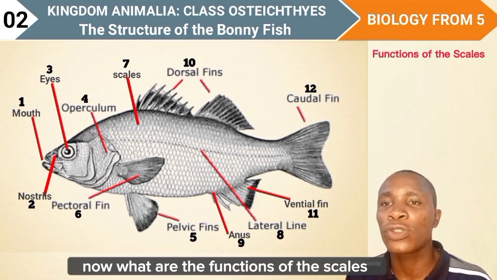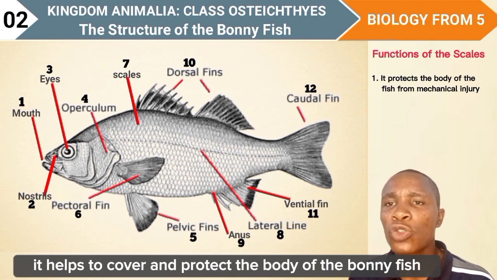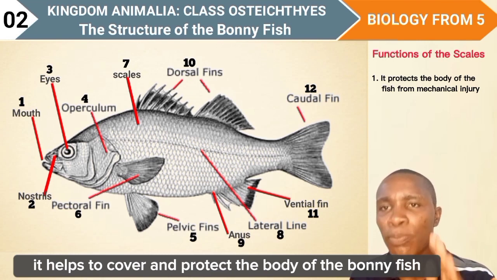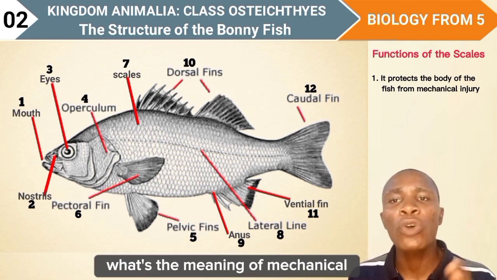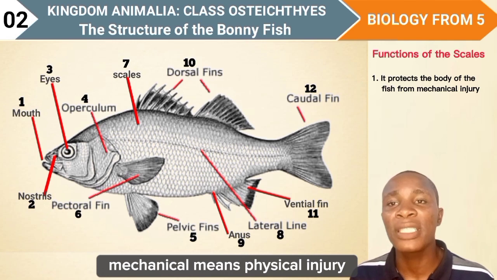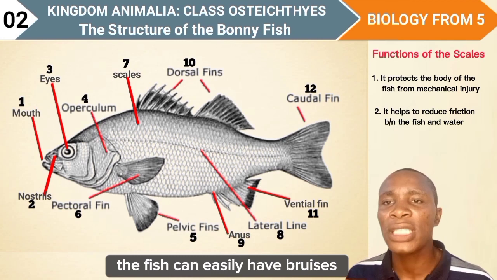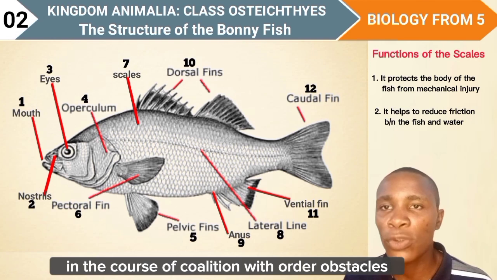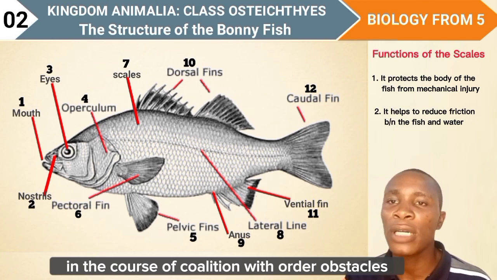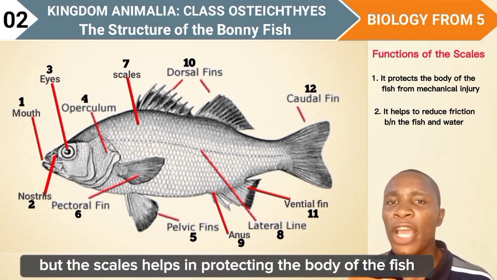Now, what are the functions of the scales? Number one, it helps to cover and protect the body of the bony fish against mechanical injury. What's the meaning of mechanical? Mechanical means physical injury. Without the scales, the fish can easily have bruises in the course of swimming, in the course of collision with other obstacles or with other organisms inside the water. But the scales help in protecting the body of the fish.